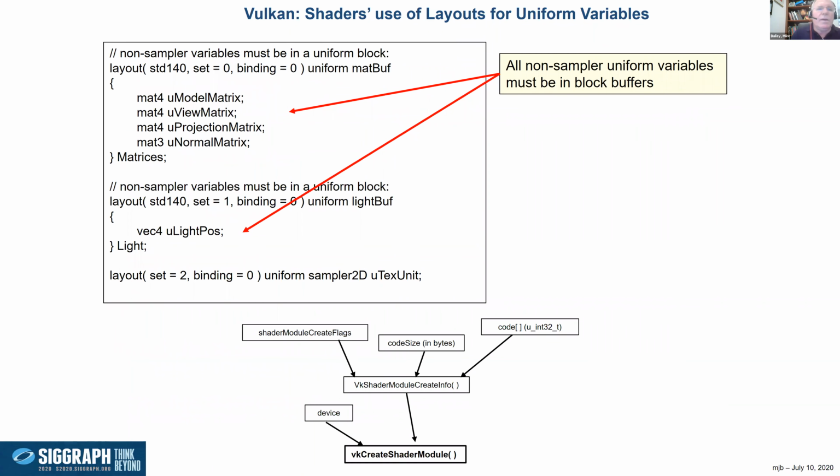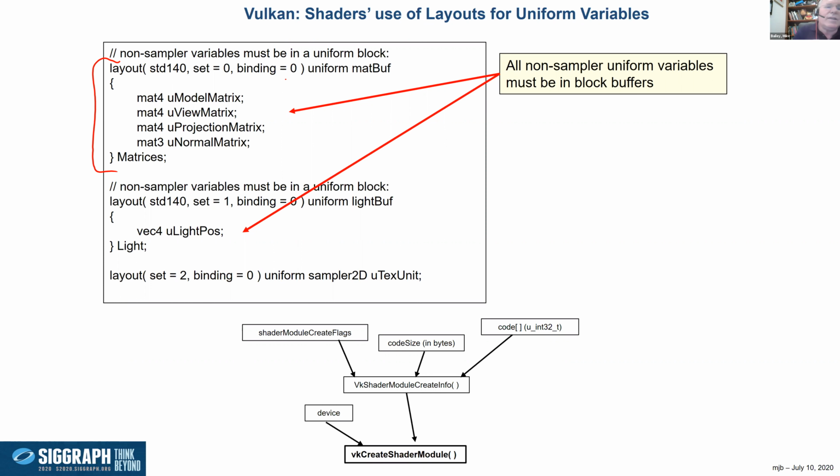Okay, all non-sampler uniform variables must be done in blocks. And so here is a way that, well, you would probably do it too, but the sample code does it: it's putting all the matrices together, and it's done as a block.